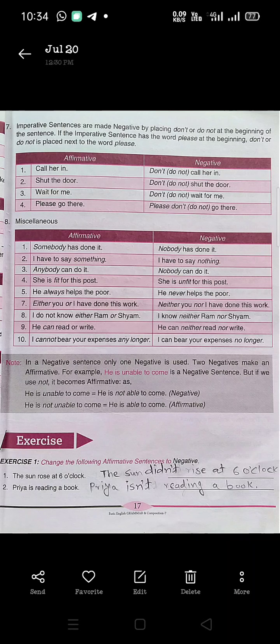we are using nothing. She is fit for the post, and here we are using the opposite word. She is not fit for the post is also correct, but here it is written she is unfit for the post. He always helps the poor, he never helps the poor. Means what is the opposite of always? Never. So never is a negative word, the sentence has become negative.